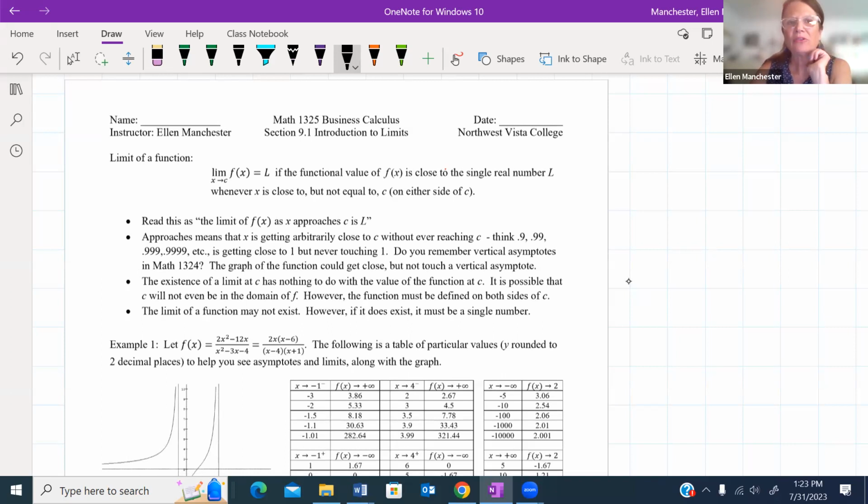So I'm reading right here: as x approaches some value called c, the limit is L, because it's approaching a certain value. Okay, so that's how you would read this. The limit as x approaches c of the f function is L, if the functional values of the f function are close to the single real number L whenever x is close to but not equal to c on either side of c.